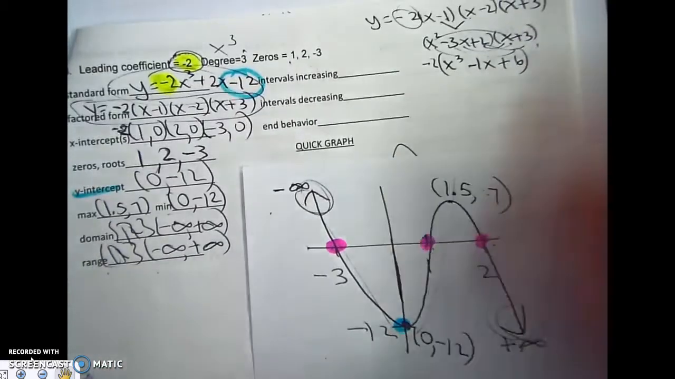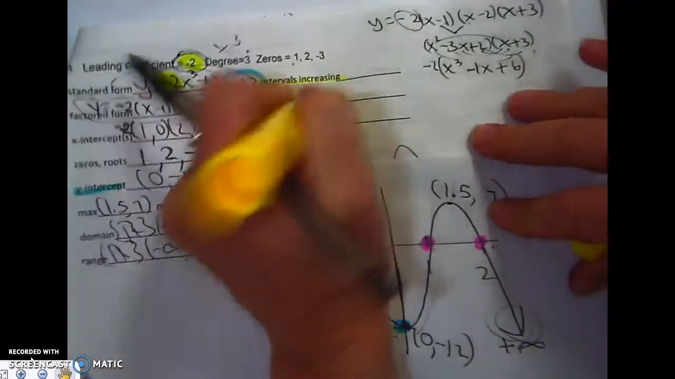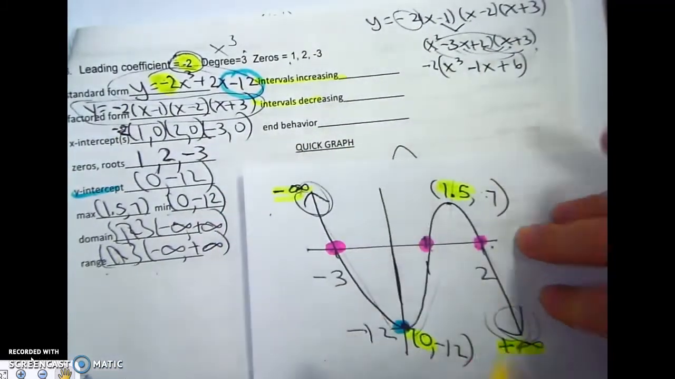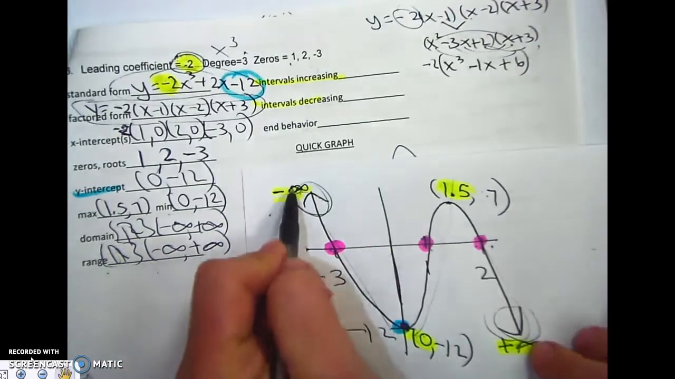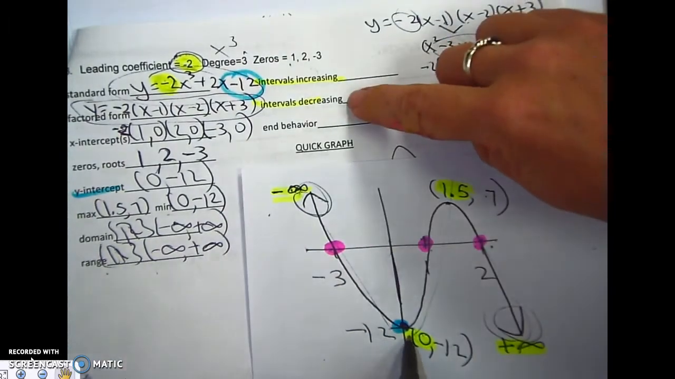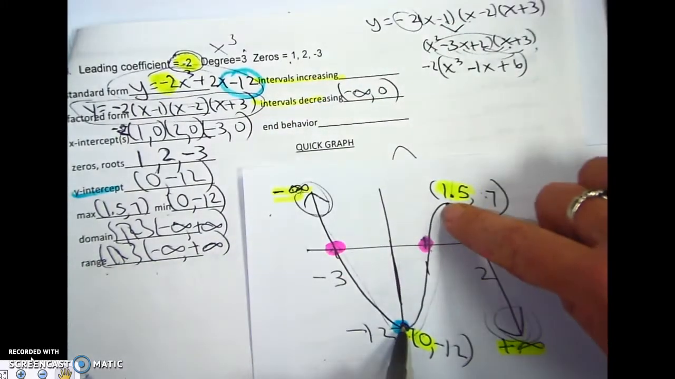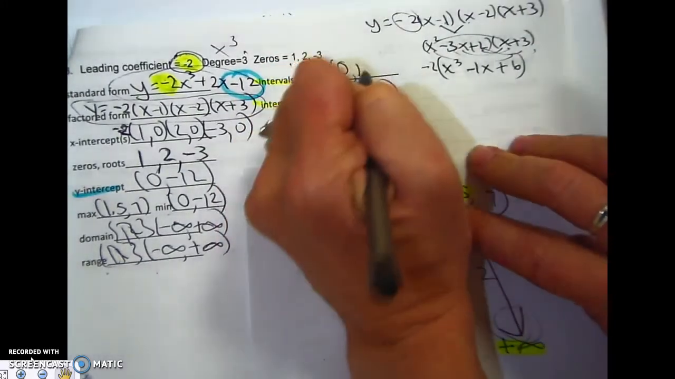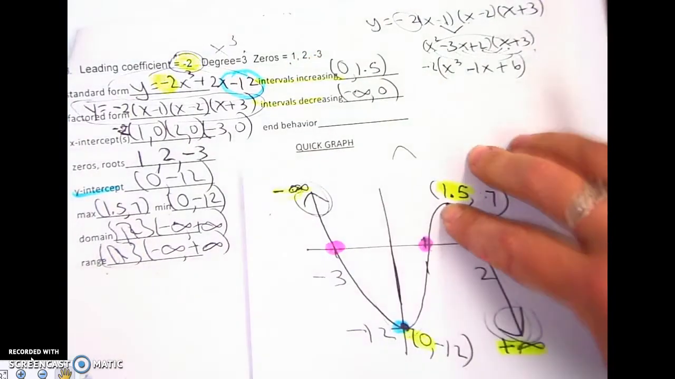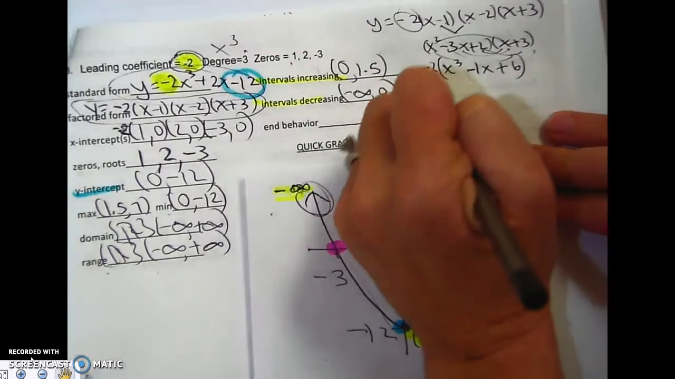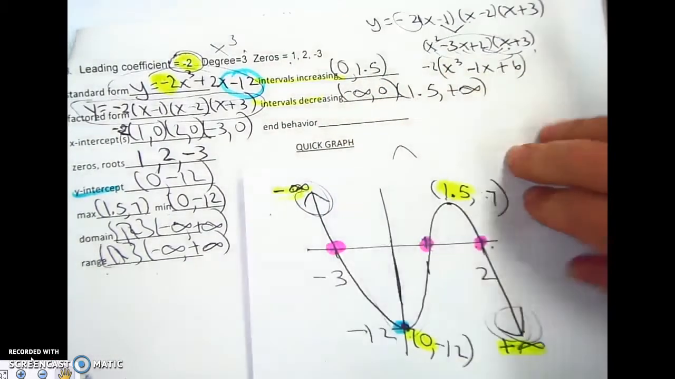The intervals where it's increasing and decreasing. That's when I focus on my x values. So when I go from here to here, it's going down, negative infinity to 0. From here to here, it's going up, positive infinity, increasing. And then from here to here, it's going down. And those are my intervals.